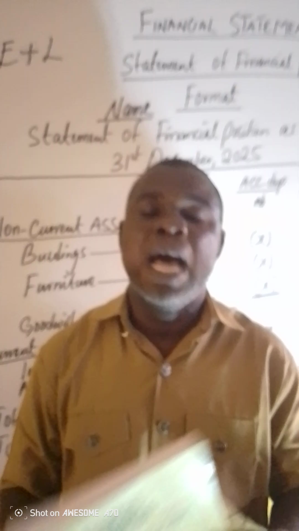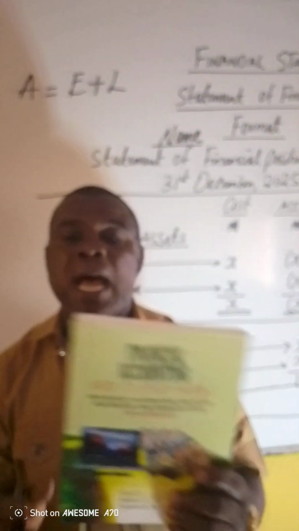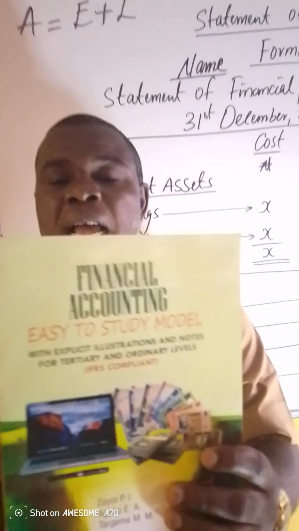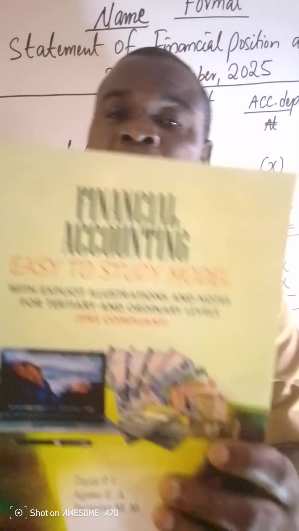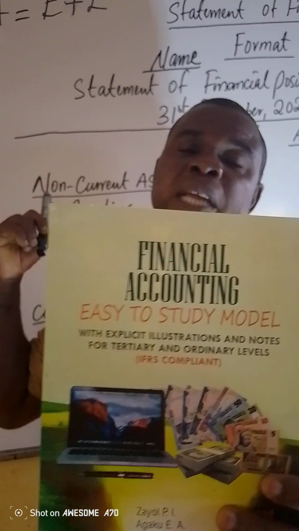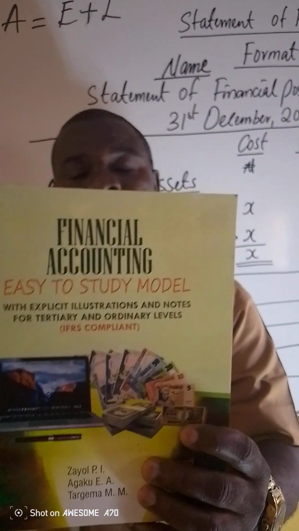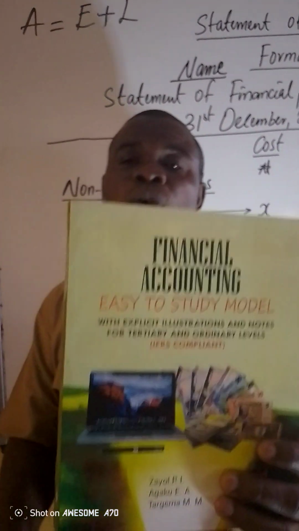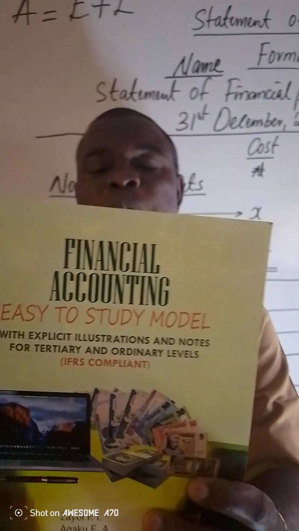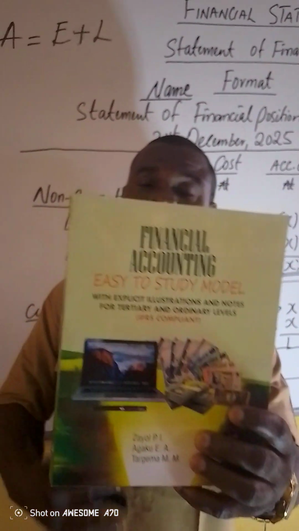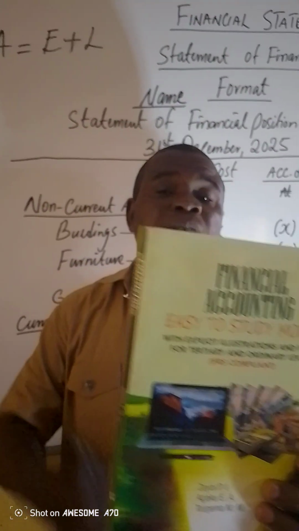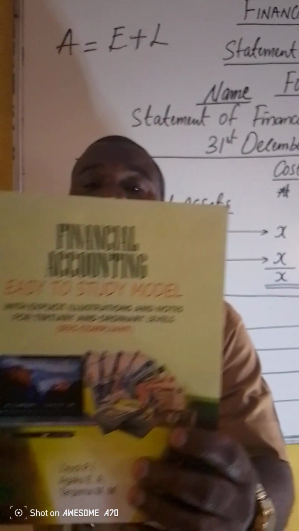All these things, both the format and the adjustments, are detailed in this book called Financial Accounting, Easy to Study Model. Don't forget that you have to pick up the book, because all that I'm trying to explain here is also well explained and broken down to the lowest level in the book for you to be able to understand. But the book cannot speak to you the way I'm speaking to you, and the book cannot answer your questions. That's why you have to endeavor to follow my video and my class, so that I will come back to explain if there's any problem that you have in accounting.